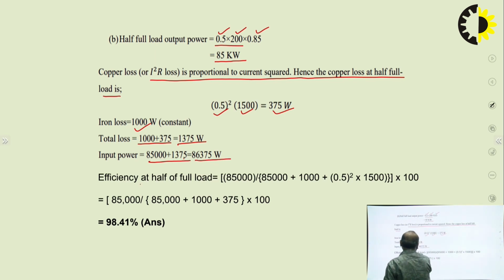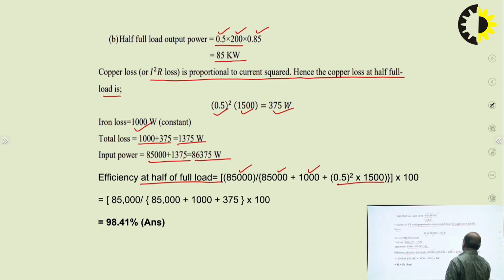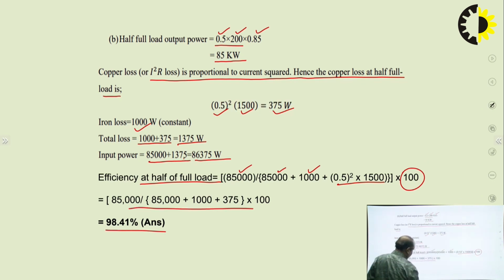So efficiency at half of full load becomes output power, that is 85,000, upon input power, that is 85,000 plus 1000 plus 0.5 square into 1500. And in percentage, if you want to find it, multiply it by 100. So this becomes 98.41%. So that way we can calculate the efficiency of transformer at half of full load.